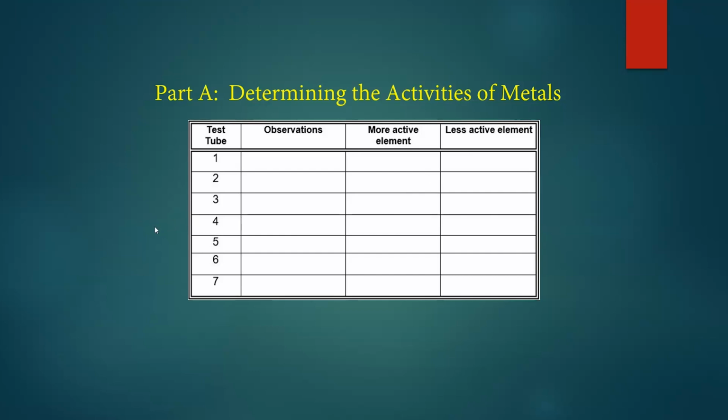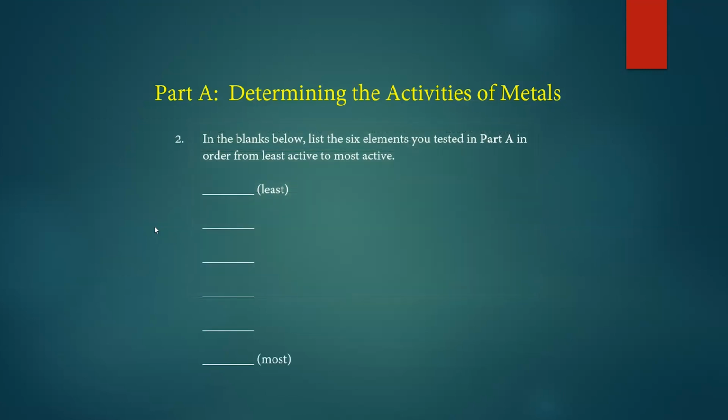Now, once we've got these results, we can work on the questions. So question 2 is asking you to rank those 6 elements from the least active to the most active. So you're going to do what we did in our practice example with the nickel and the lead and the copper. You're going to merge together the results of those reactions and come up with an overall listing from the least active element to the most active.